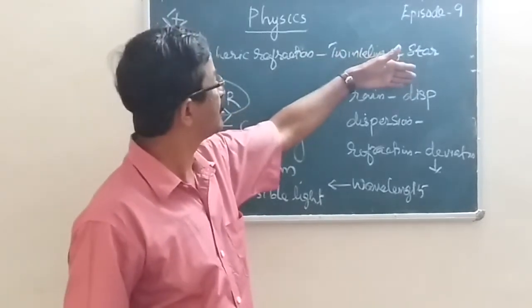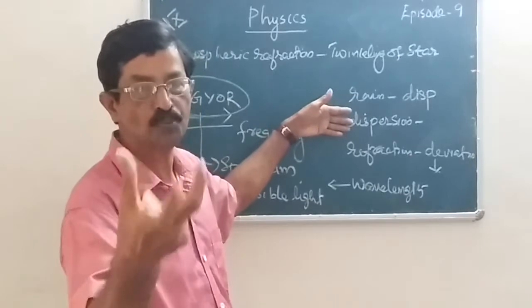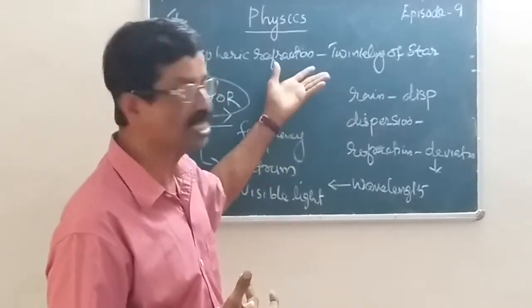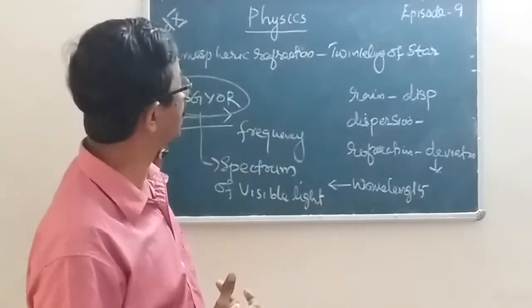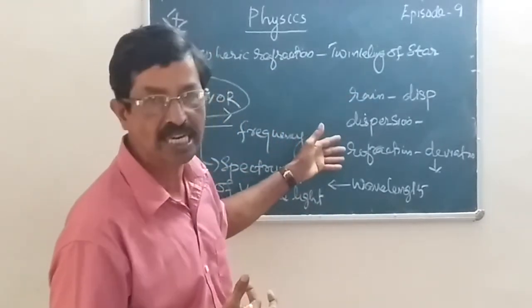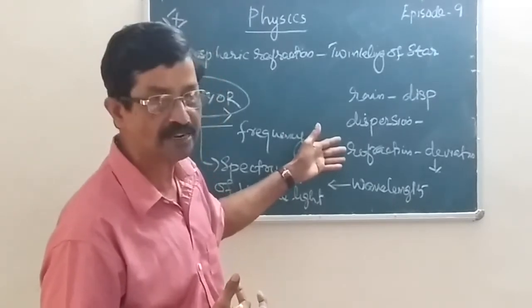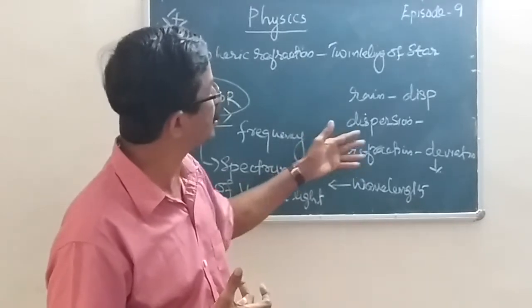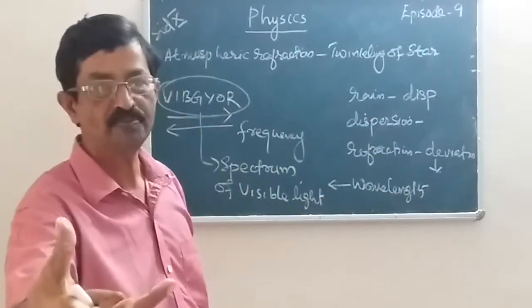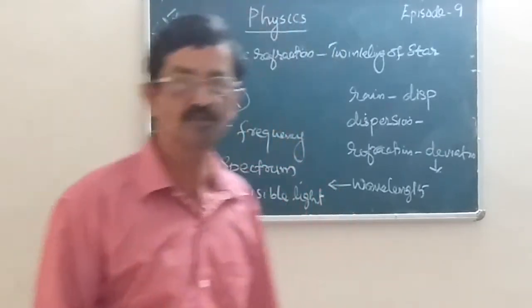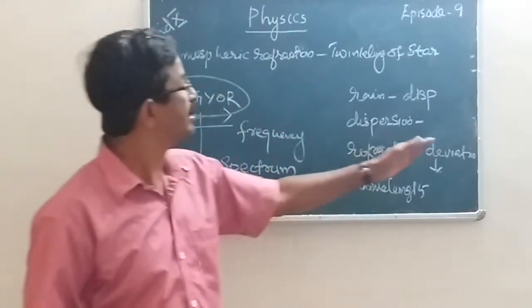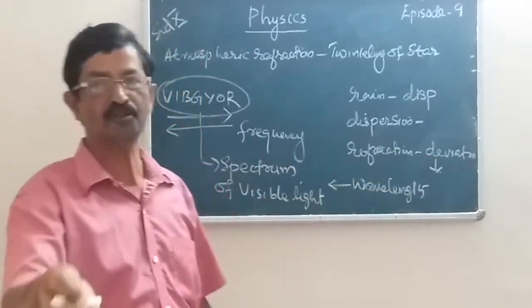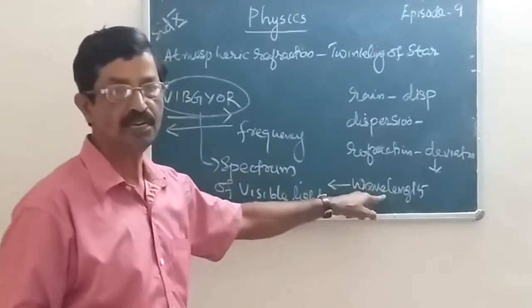due to dispersion. What is actually dispersion? It is the splitting up of a composite light, for example white light split into its different colors. Why does this split happen? It is due to refraction. What is actually refraction? That means when light passes from one transparent medium to another obliquely, it deviates its path. Why is this deviation different for different colors? It is based on wavelength.